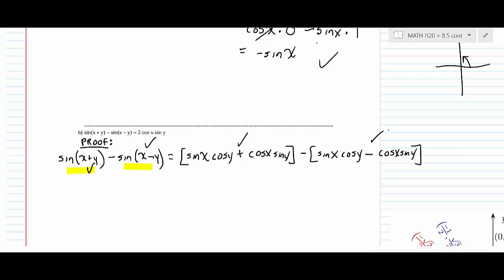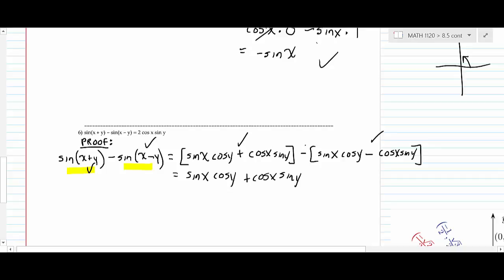I bet things are going to cancel out because you're trying to, whoa, what happened? Okay, well, everything's still working. Okay. There we go. Now, let's go ahead and let's see what cancels and what goes together here now. And you got to be careful with your signs. So you have sine x, cosine y, plus cosine x sine y.